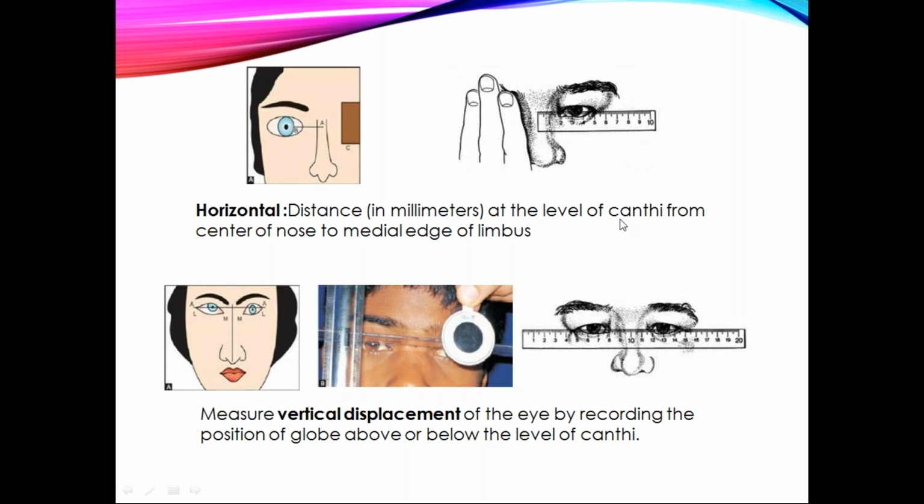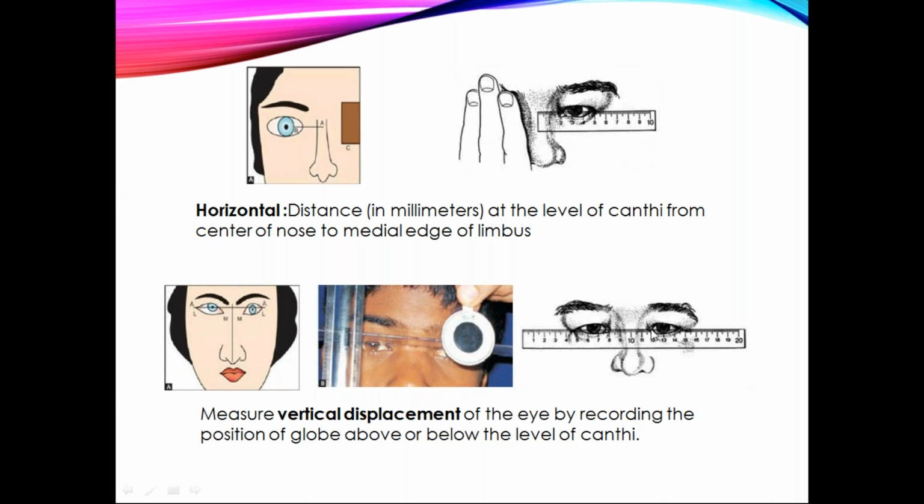Okay, the distance in millimeters at the level of canthi from the center of the nose to the medial edge of the limbus. So you measure from the center of the nose along the medial canthus. So this is the medial canthal area. You measure the distance, so you measure how much it is deviated from the normal. So you note down the measurement. Similarly, you do it for both the sides.